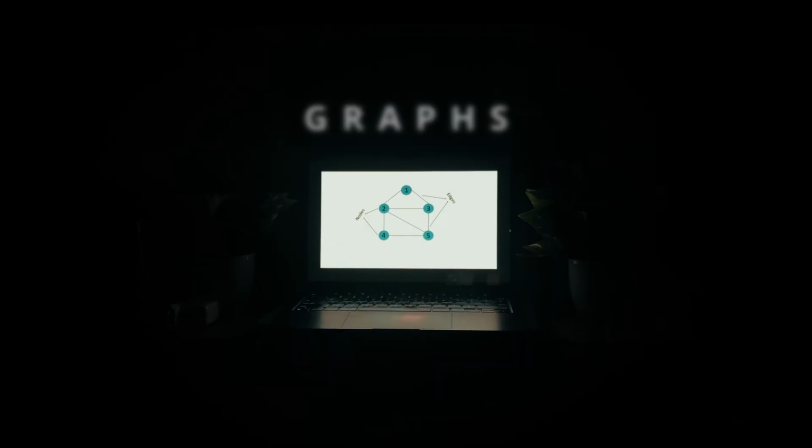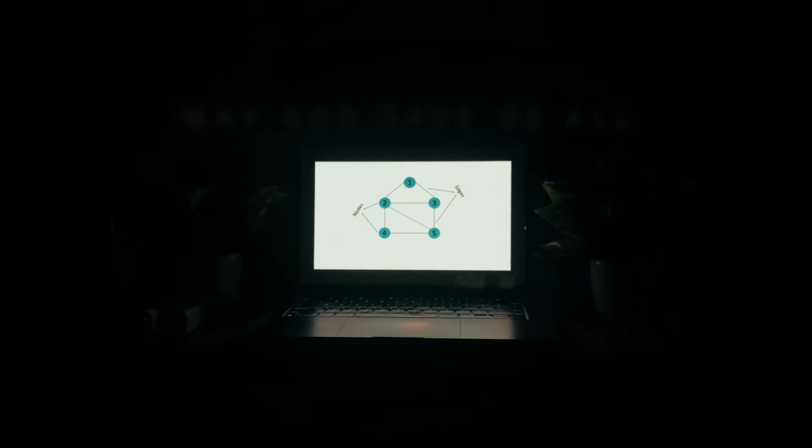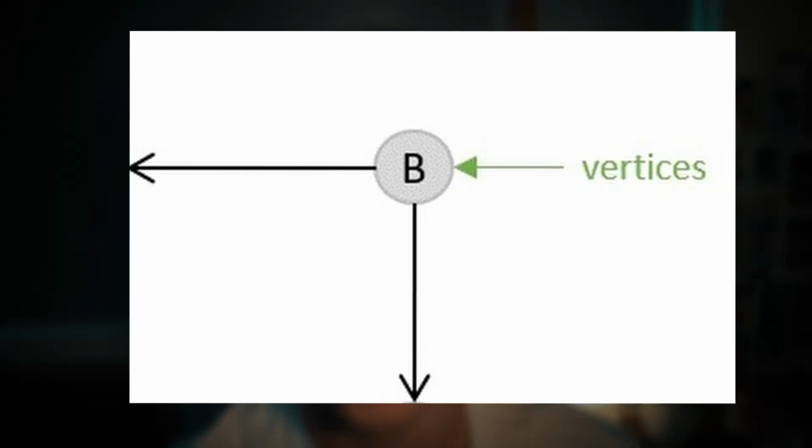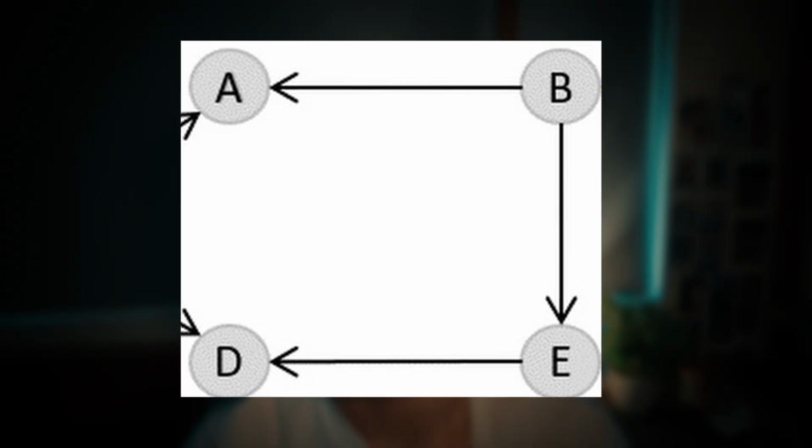Graphs. Everything is graphs. Graphs are trees on steroids. That's it. I don't know how else I can describe them. Data in the graph is referred to as a vertex, and the connection between the data is still called an edge. Why is it called an edge?